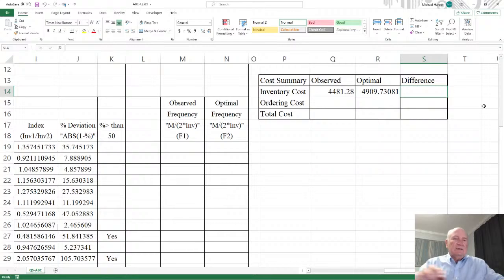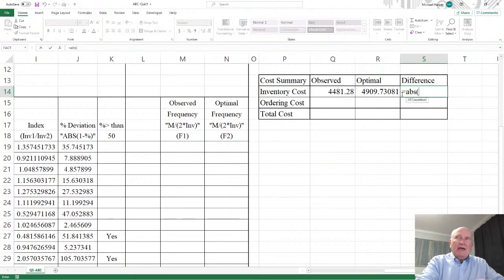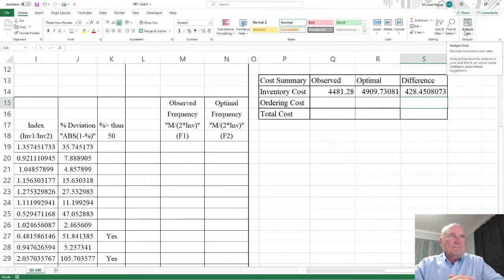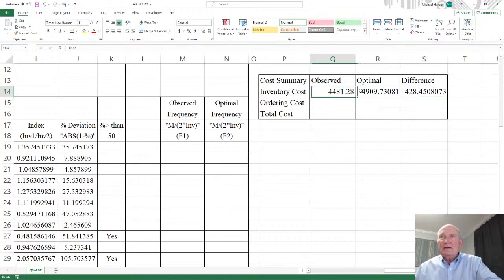And then the difference. So let me say the difference equals the, I just want the difference. Let me just equal the absolute value of this minus this, so it doesn't matter what order we have. So that's going to be the difference. Okay, and I can reduce these down to only 2 decimals. We want just to $1. So there we go. Now we need the ordering cost over here.